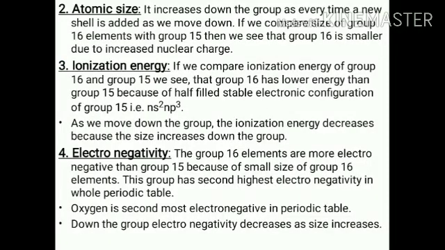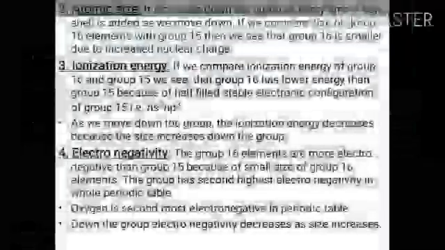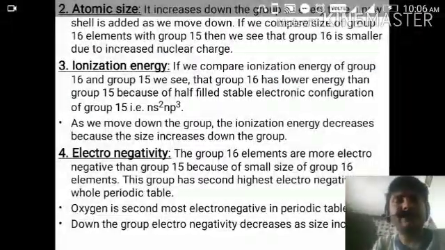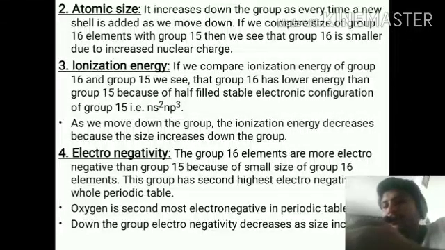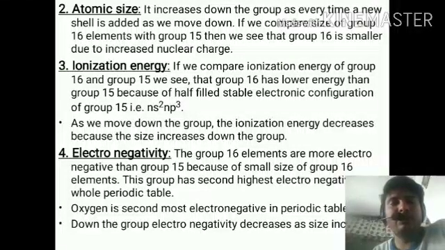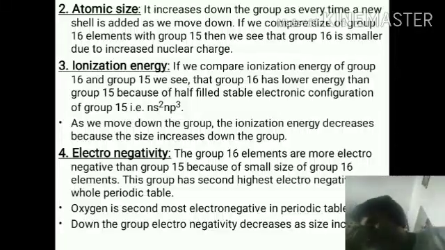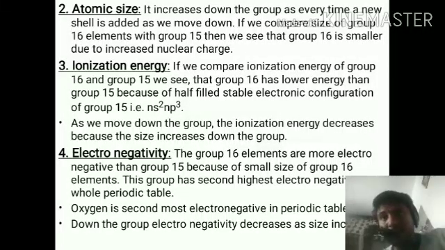Our next topic is electronegativity. This is another physical property of the group 16 elements. Electronegativity depends upon the size of the element. When you move from top to bottom, electronegativity decreases, and the top element has the highest electronegativity.